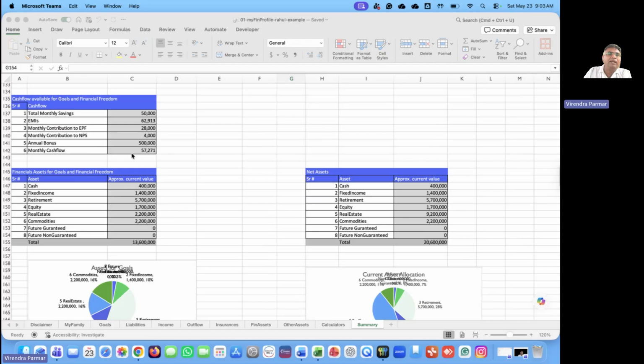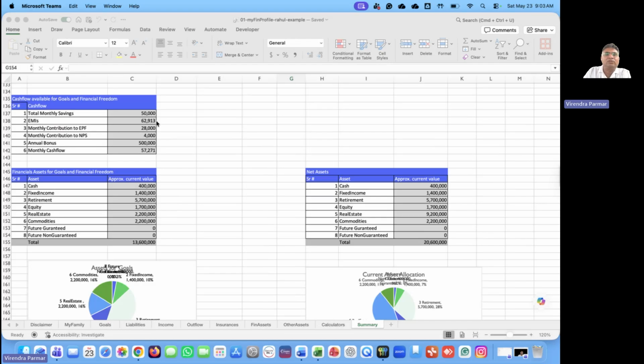If you see, monthly cash plus six is the total money you can save, just based on the numbers you have provided. In the case of Rahul, he thinks he is able to save 50,000. So more or less what he's thinking seems to be correct. It's very close to the actual cash flow.